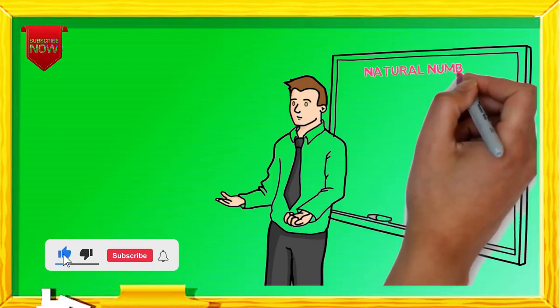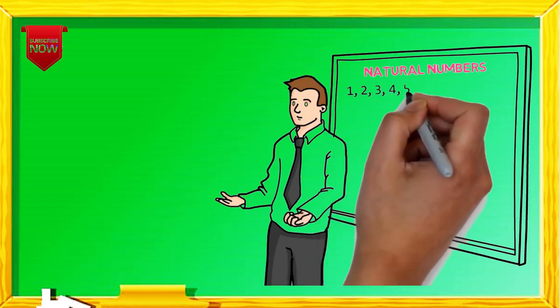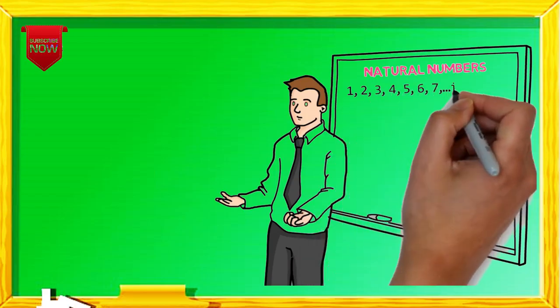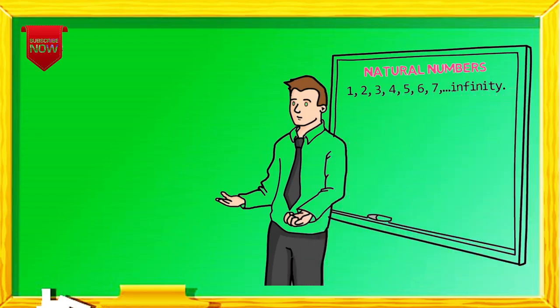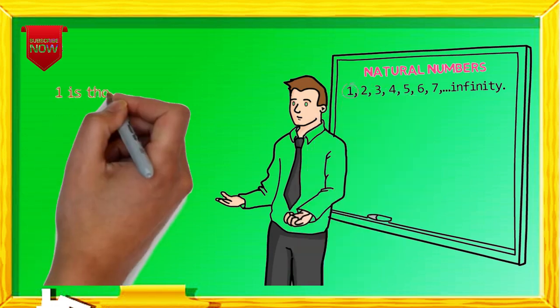Natural numbers are the positive integers which start from 1 and go to infinity, such as 1, 2, 3, 4, 5, 6, 7 up to infinity. The natural numbers do not contain any decimal or fractional part. Since we start counting with number 1, 1 is the first natural number.